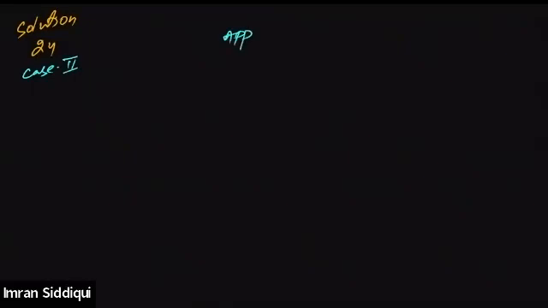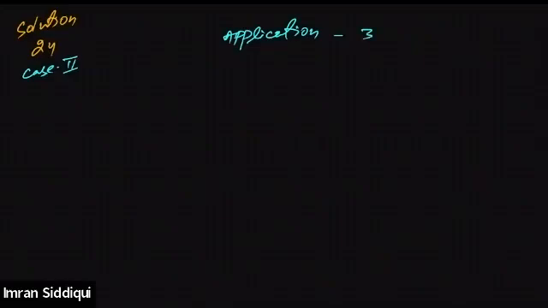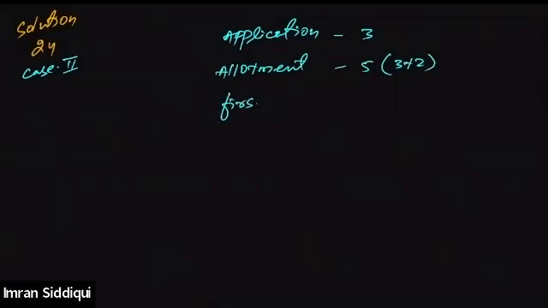What was the application amount? Again, the application amount was 3 rupees. What was the allotment amount? It was 5, 2 including premium. That means 3 plus 2. Then on the first call, 2 rupees, and the final call was also 2.